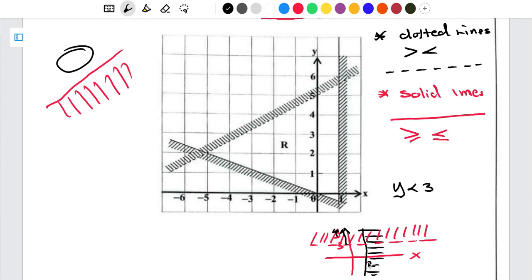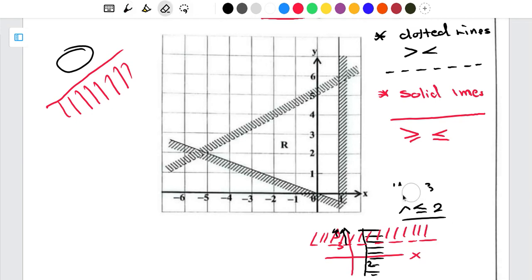Then for this one, it is cutting at 2. It is cutting x, so you have to say x. Then the part which is not shaded here, as you can see, is less than. But remember, this is the solid line, so you have to say x is less than or equal to what? Or equal to 2. So this is how you're supposed to answer that one.